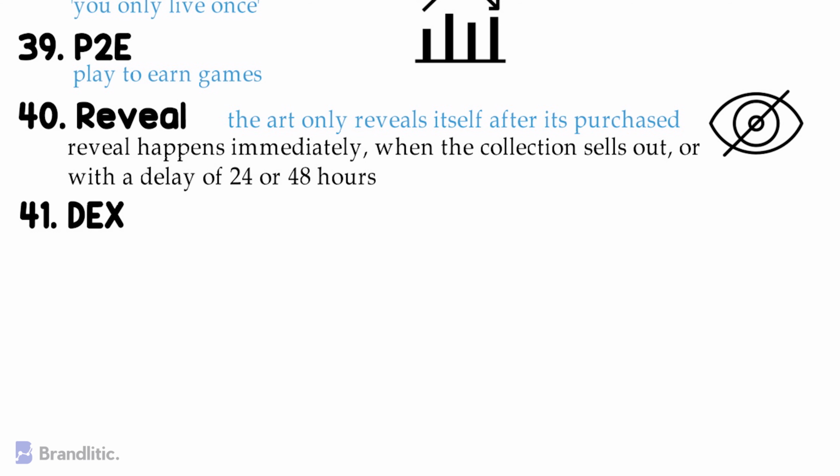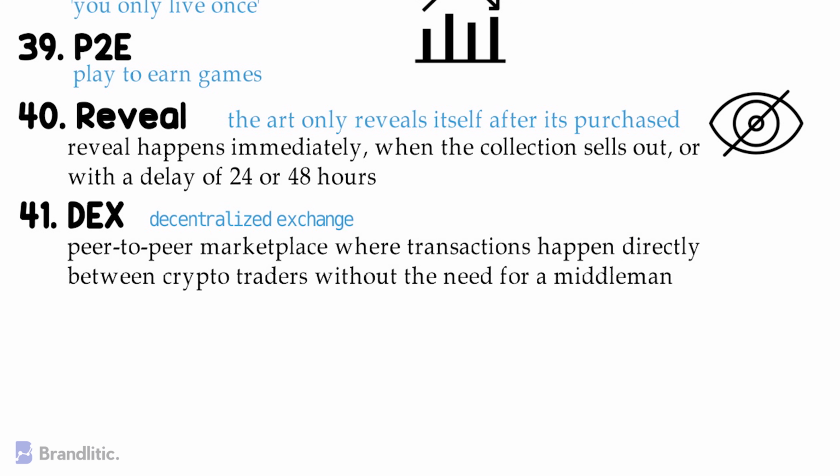Next, 41, DEX. Now, DEX stands for Decentralized Exchange. In a centralized exchange, the ownership of a coin is held by the exchange completely. In contrast, a decentralized exchange is a peer-to-peer marketplace where transactions happen directly between crypto traders without the need for a middleman. Some well-known examples of DEXs include Uniswap, PancakeSwap, and 1inch.